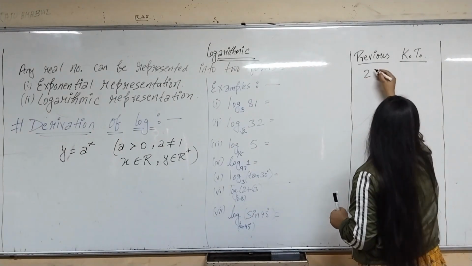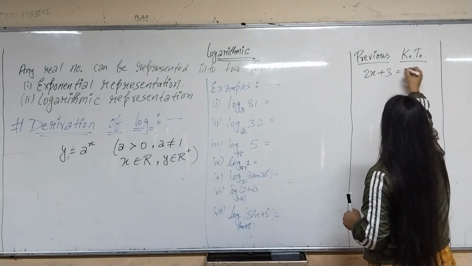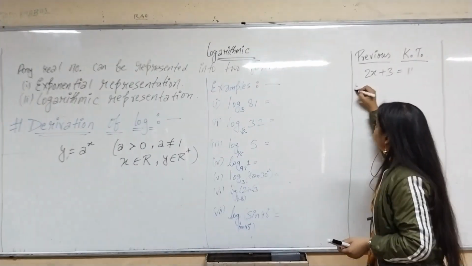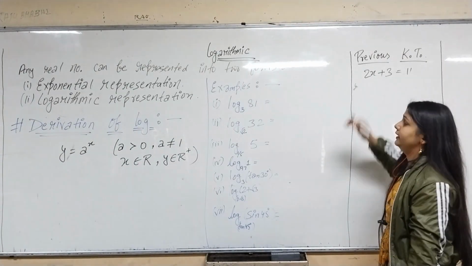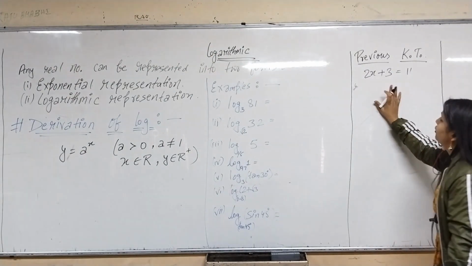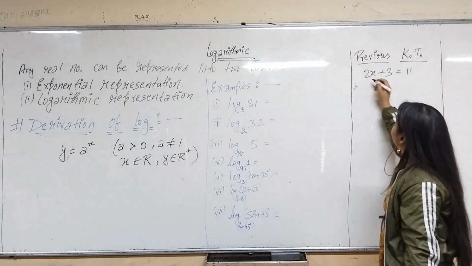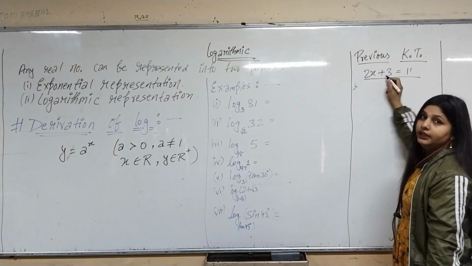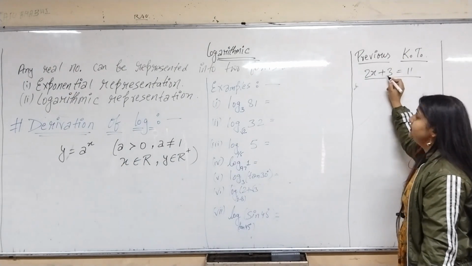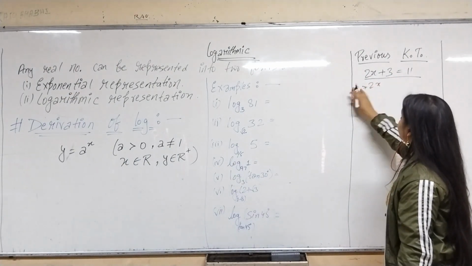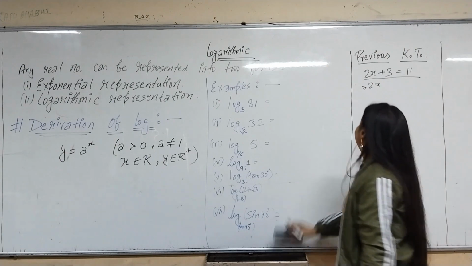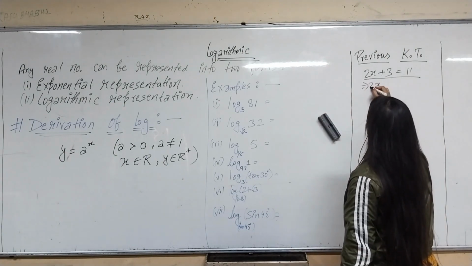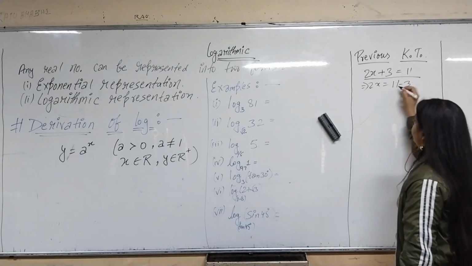Let's have one example: 2x plus 3 equals 11. We already saw these things, I think, in class 6 or 7 and 8 or 9 and 10. Again, we are going to have this as an example. We need to find the value of x. For that, we will shift this 3 to the right hand side. It is an addition on the left, and when we shift it to the right hand side, it will be subtraction.